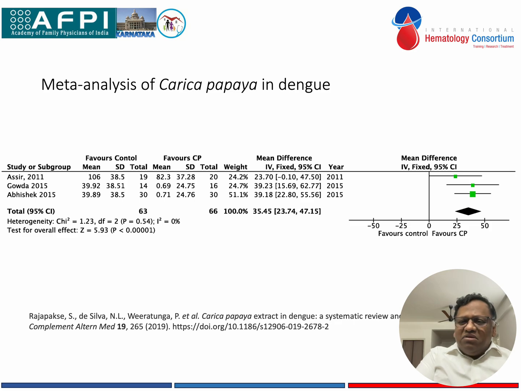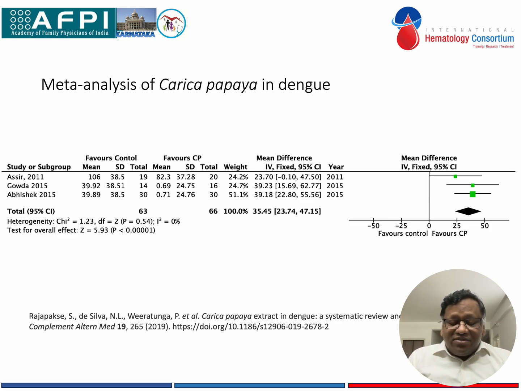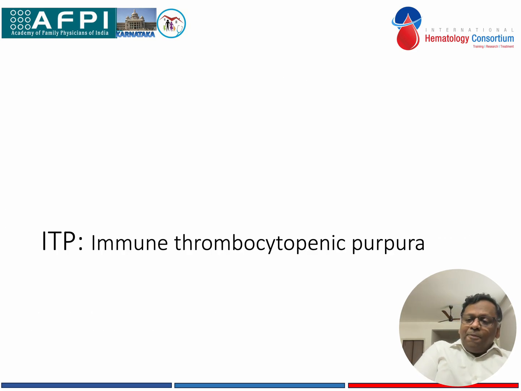We don't have that. But if we are giving this, and as far as we are aware, there are no major side effects. So, sure, you could give a try of caripel or papaya leaf extract. Probably it's safe and it may help, but that's the extent of our knowledge. So that's dengue. We come to the second common cause of low platelets, which all of you encounter, which is called ITP.